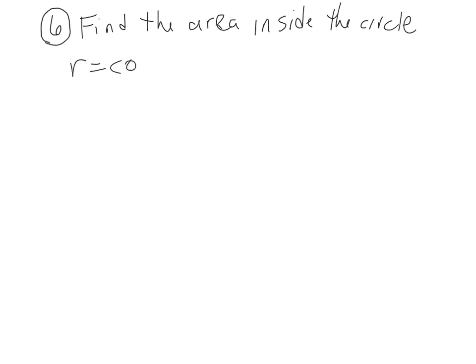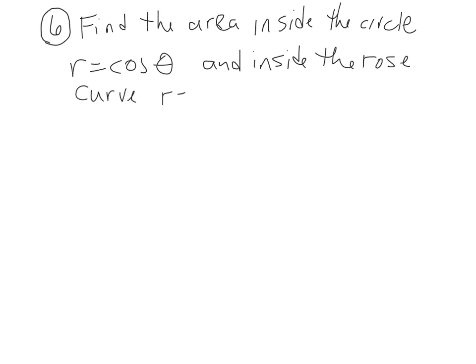We're going to find the area. Ooh, it's so hard to write with this stylus. Inside the circle, r equals cosine theta, and inside the rose curve, r equals sine 2 theta.